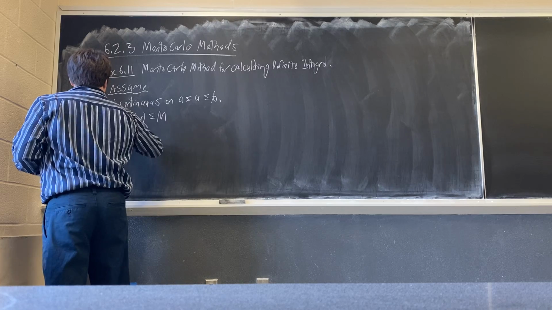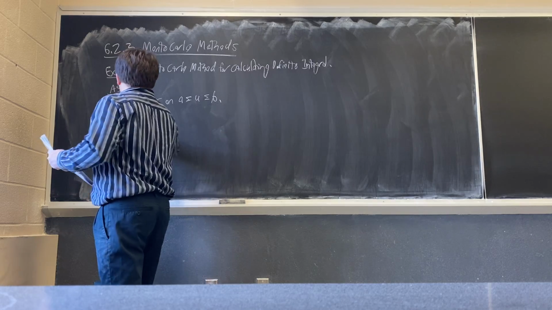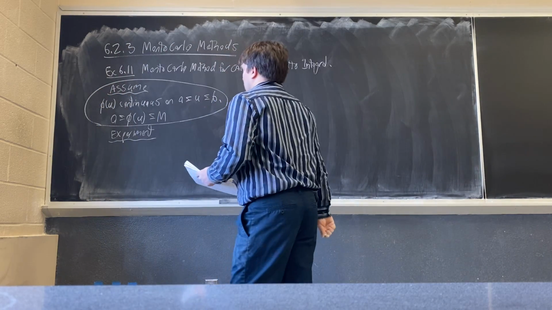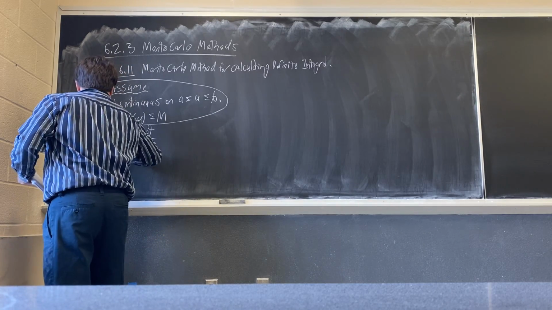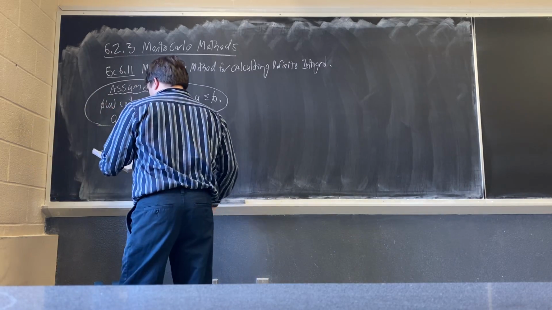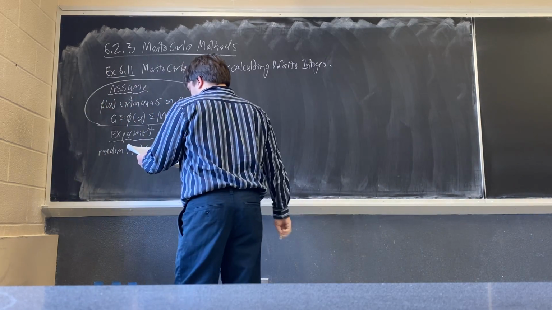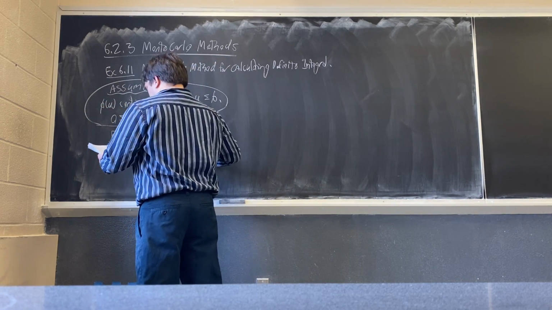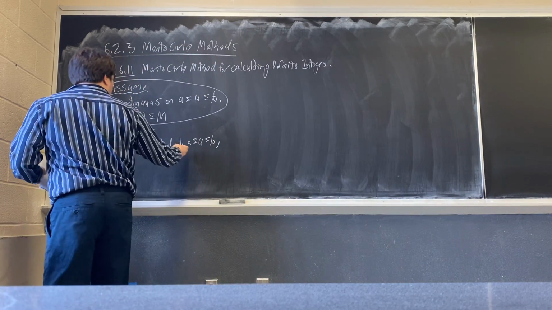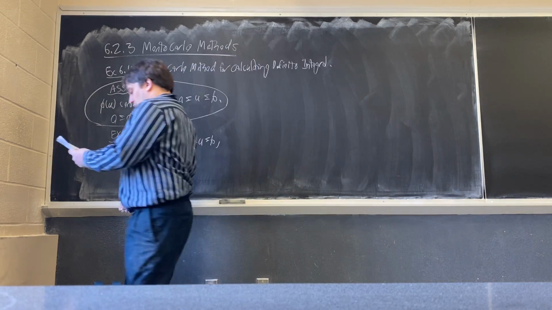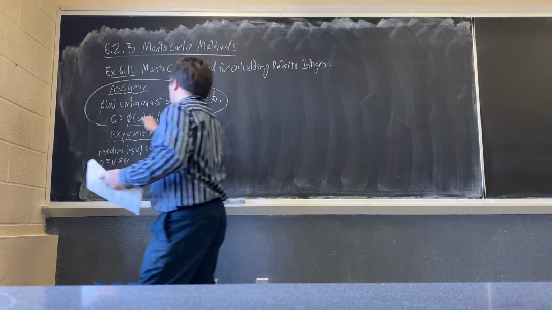Now the experiment is the following. So let me separate the assumption here with this circle. That's what we're assuming. And then the experiment is a random point (u, v) is selected such that a is less than or equal to u less than or equal to b. And so u is somewhere in this range of u values, and v is at least 0 and at most capital M.